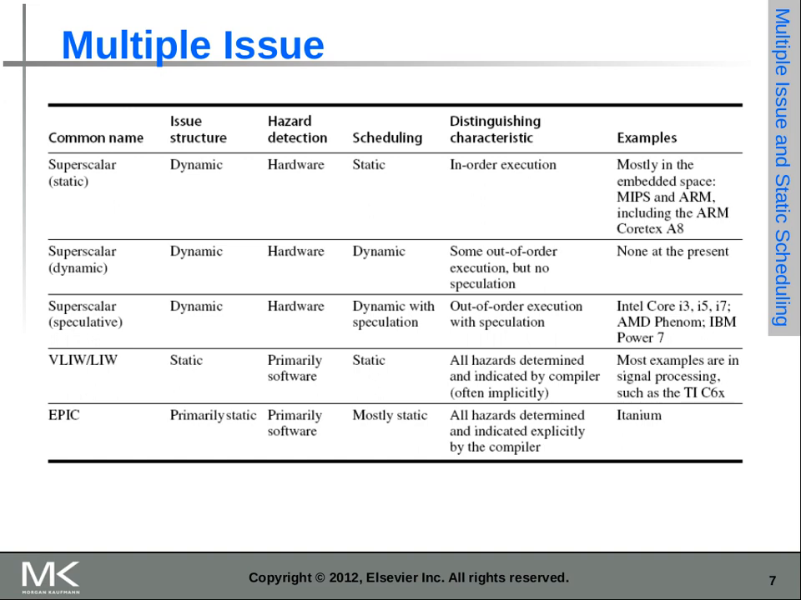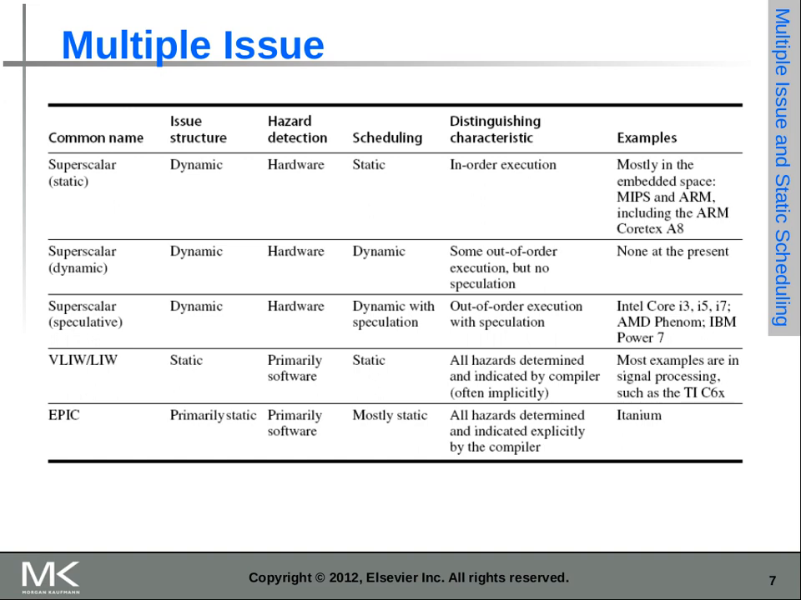Distinguishing characteristic, up here it's in order execution, some out of order execution but no speculation, and then the speculated one is all out of order execution. Example of the superscalar static, a lot of MIPS and old ARMs. The dynamic one doesn't really exist, and then the speculative one is basically what we've been talking about with it trying to issue multiple instructions.